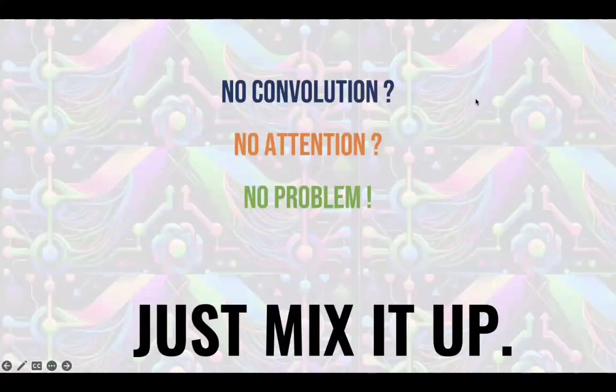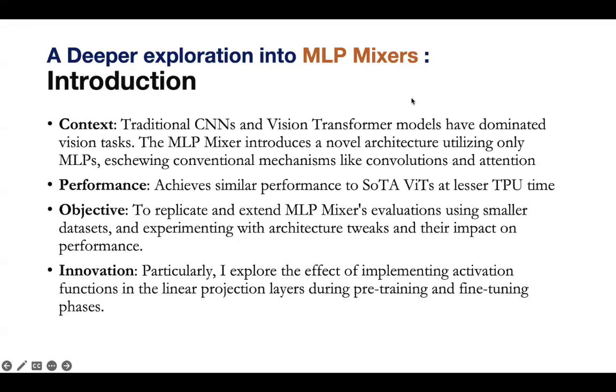What if we have no convolutions, no attention, and no problems? My project is called Just Mix It Up, and it utilizes MLP mixers. The context is that CNNs and vision transformers have historically performed really well, but they take a bunch of TPU time. MLP mixers are better at this without taking a lot of TPU time.